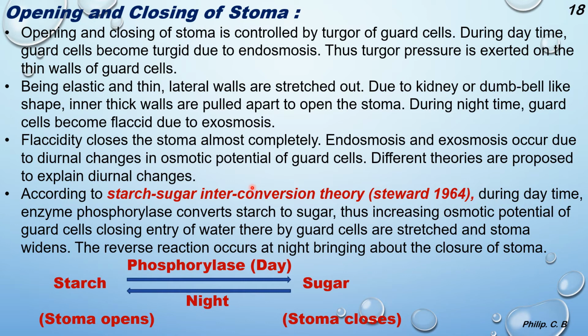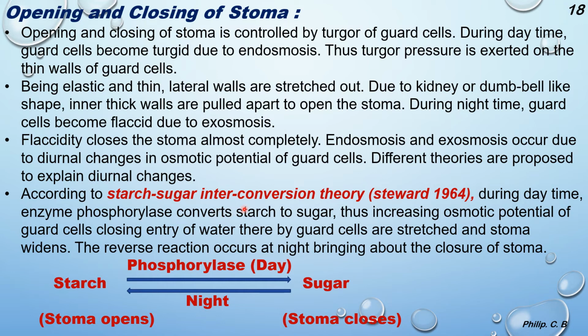Different theories are proposed to explain diurnal changes. So here, as we can see, endosmosis takes place during the daytime, exosmosis during the night time. That is, stoma remains open during the daytime and closed during the night time. These diurnal changes are because of endosmosis, exosmosis, and the osmotic potential of the guard cells. So various theories are put forward to explain these concepts.